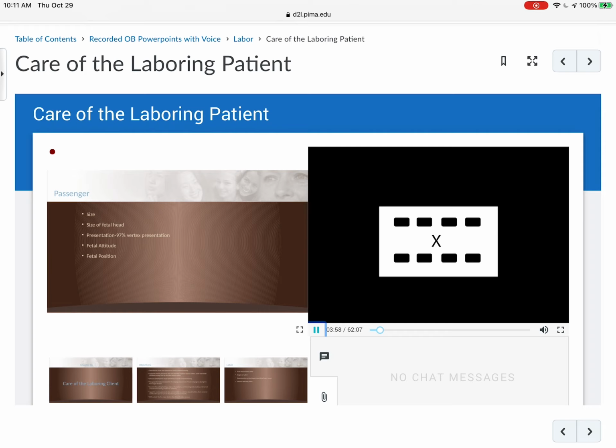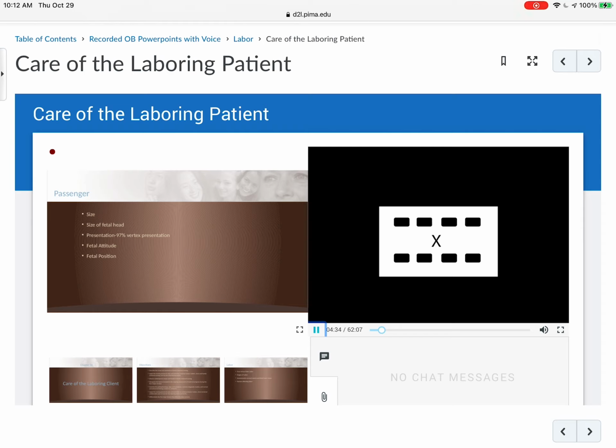Fetal attitude is the position of the baby's body parts to its body. I always call it more the position of the baby's chin. Is it tucked down? Because a baby will fit down the birth canal a lot better if it's tucked down, looking down, and coming out looking down with its chin tucked, kind of like you're going to go for a dive in a swimming pool. That is the smallest diameter for a baby's head to fit out of a birth canal, with its head down and its chin to its chest, just like you're ready for a dive.